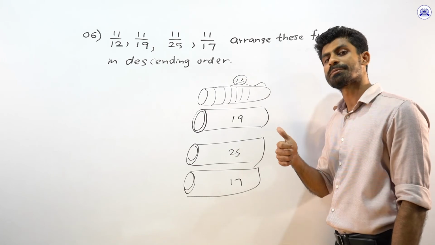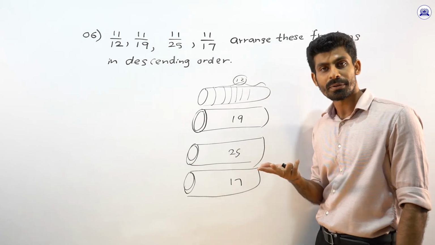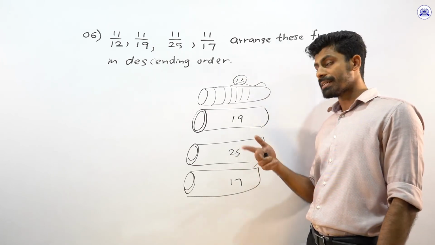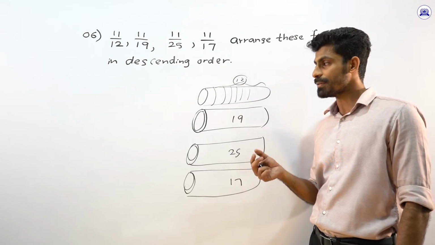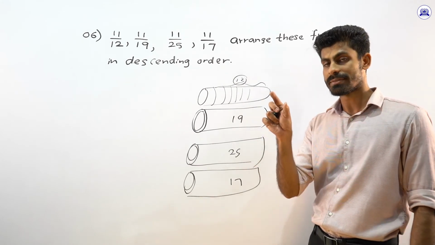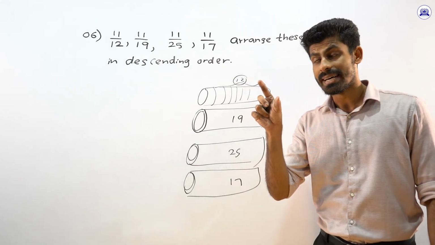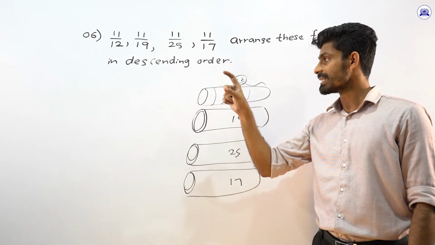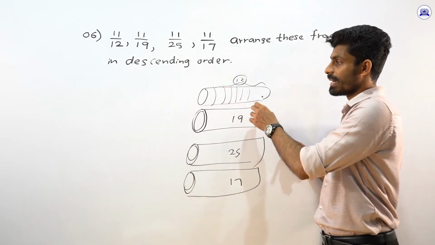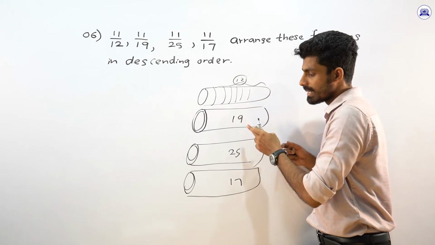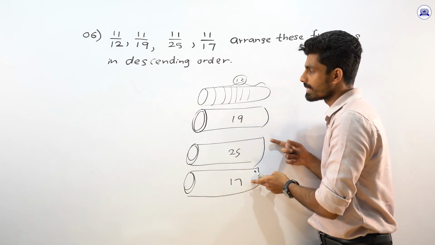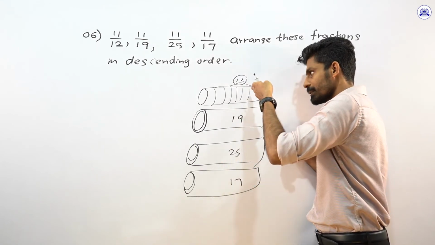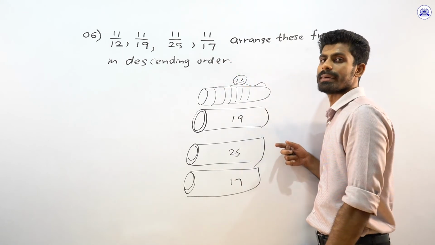Now, according to your experience, you have that experience now. So, Lamai, which one is the highest portion? Which portion is the largest one? Dividing into 12, dividing into 19, slicing into 25, slicing into 17. Slicing into 12 means the largest one, right?